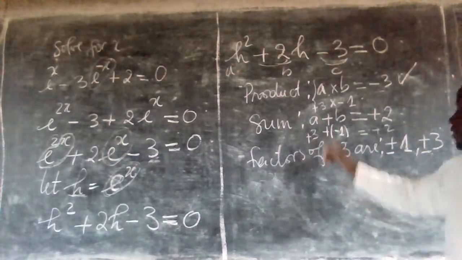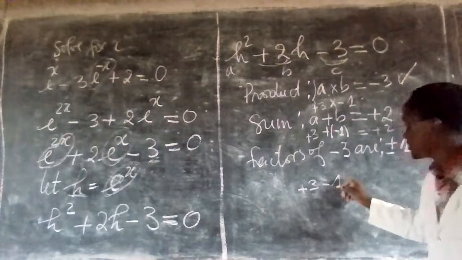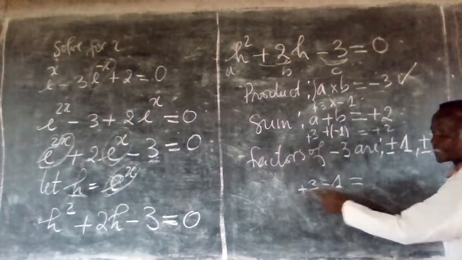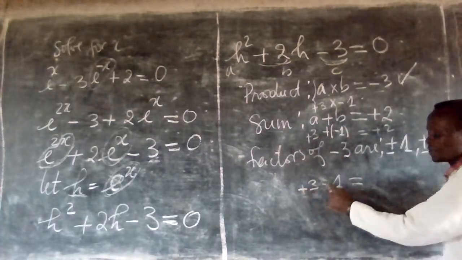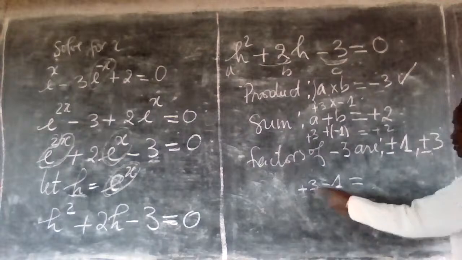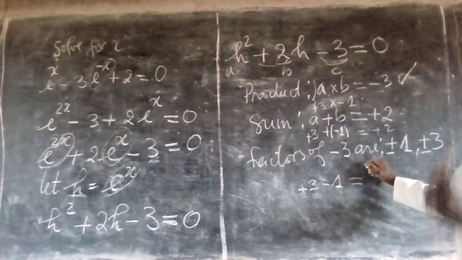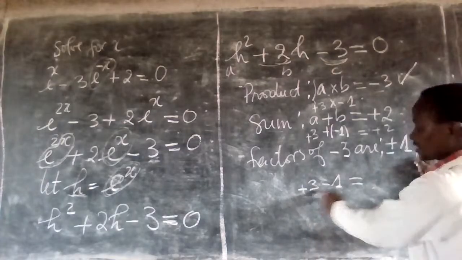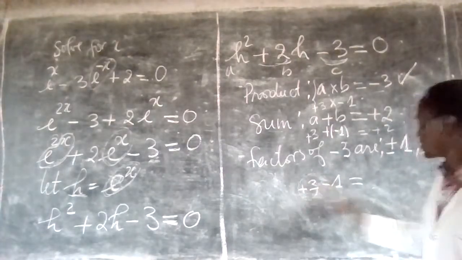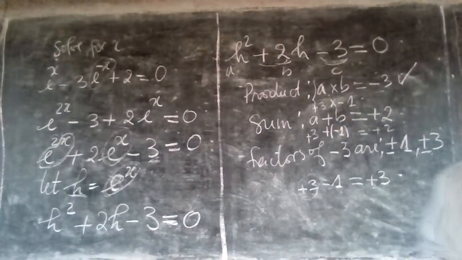Very good. Here, when we take plus 3 minus 1, because we have different signs, it means you have to subtract those two numbers and write the sign which is on the biggest number. Here we have to write the sign of the biggest number. The biggest number here is 3, which means it is plus 3. Right? Now let us continue.